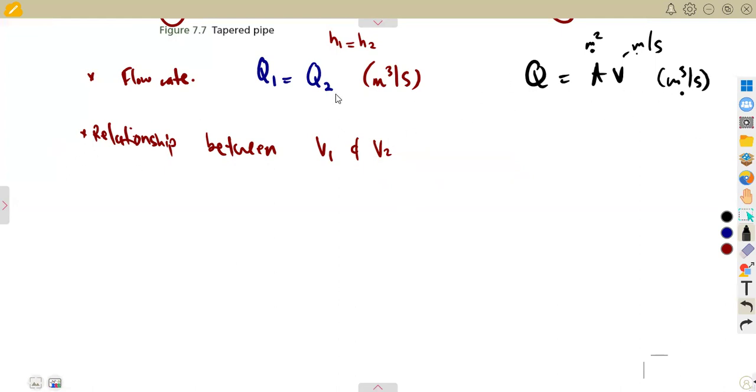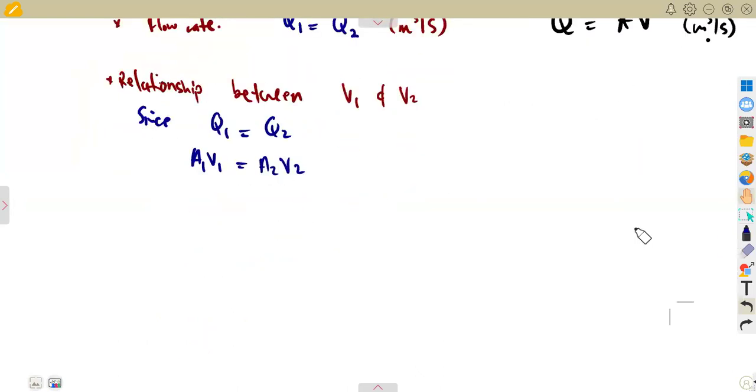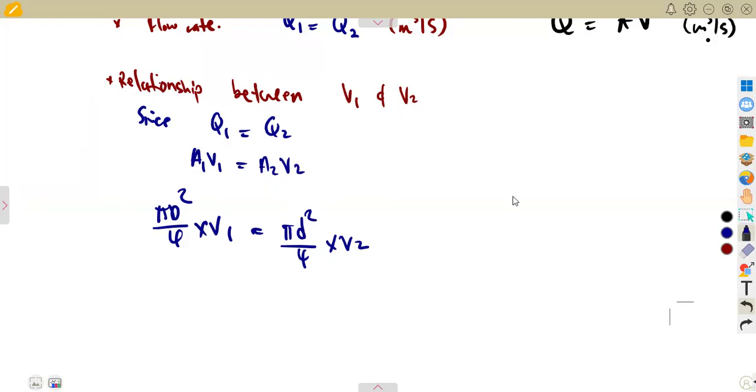We are saying that this is the same, so using this relationship, Q1 is equal to Q2. Since Q1 is equal to Q2, it follows that A times V at the inlet is equal to A times V at the outlet. It now depends on what you want to calculate. At the inlet, our area is pi d squared over 4, which is the bigger diameter, so pi d squared over 4 times V1 is equal to A2, the smaller diameter, so pi d squared over 4 times V2. It depends on what you want to calculate: are you given V1 and want to find V2, or given V2 and want to find V1? Let's start with the condition where we are given V2, and you find V1.